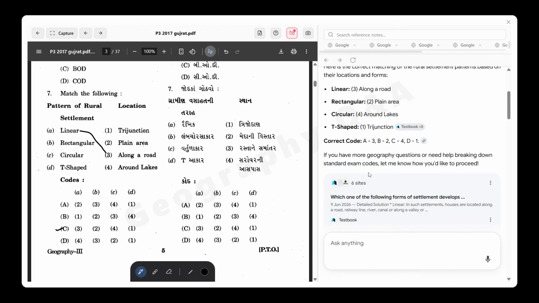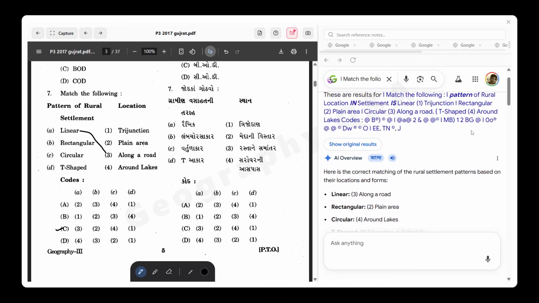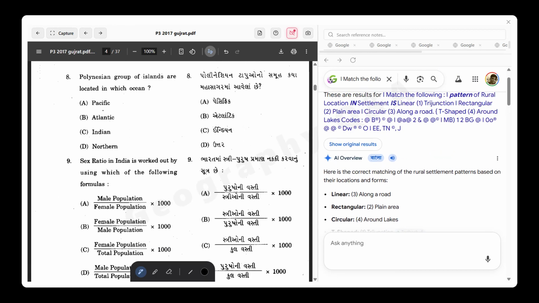Option C should be the correct answer. A3, B2, C4 and D1. So the option C is the correct answer. Linear shape. Now next, coming to the Polynesian group of the Iceland are located in which of the following ocean?